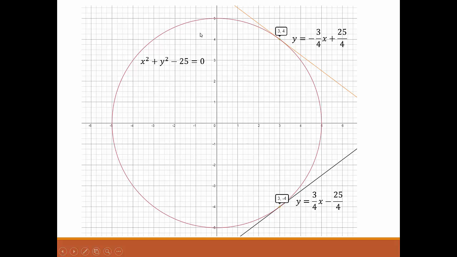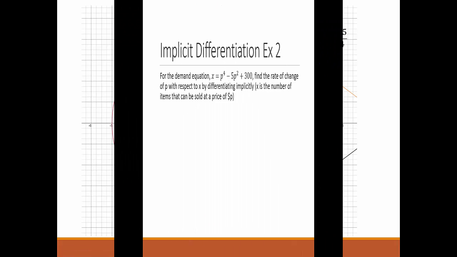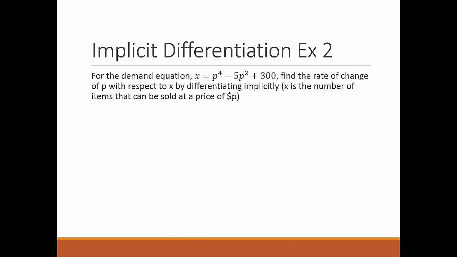So this shows where you could have a function that has one x value in this case and two different y values, and you're interested in both of these y values. In this case, their slope or the tangent lines. So circles are great for examples because that was easy to see why you might have two different slopes. But let's look at an actual business application. So I have a demand equation here.